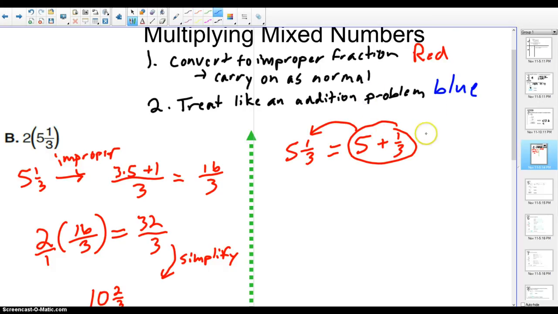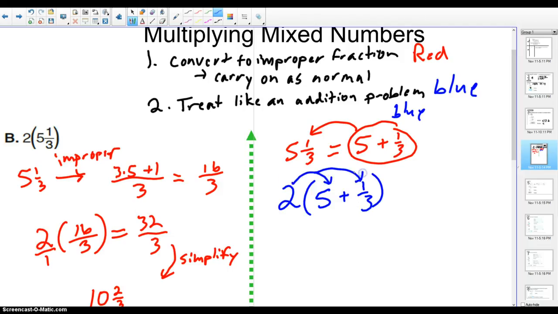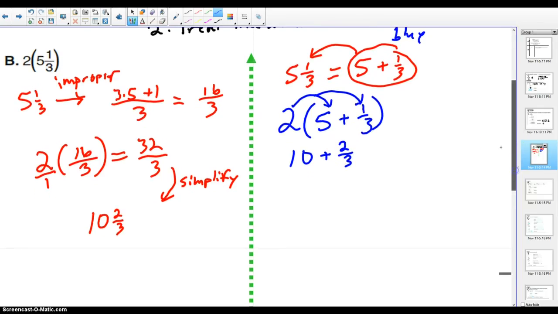And I said I was going to do this in blue, so pretend this is blue. So we replace 5 1/3 with 5 plus 1/3. So that'll change our problem to 2 times 5 plus 1/3. And then we use our distributive property. So the 2 gets distributed to the 5 and to the 1/3. So then we end up with 10 plus 2 times 1/3, which is just 2/3. And when we do that, 10 plus 2/3 is the same thing as 10 2/3.